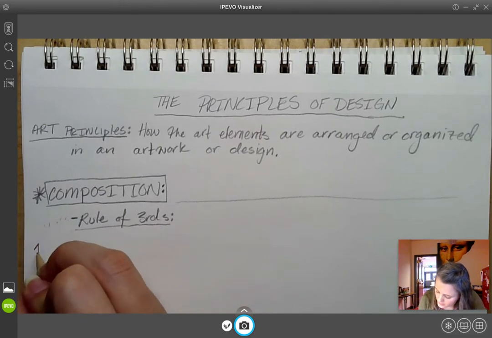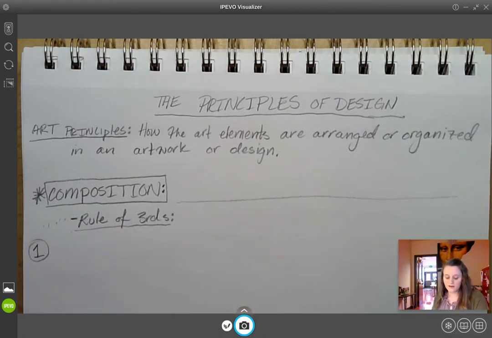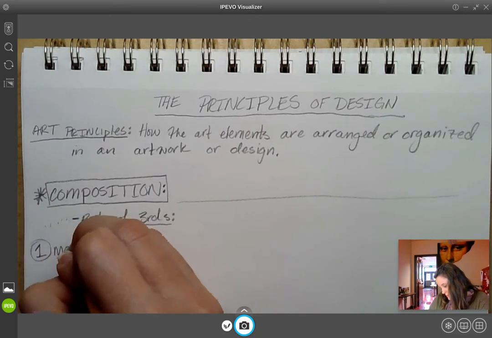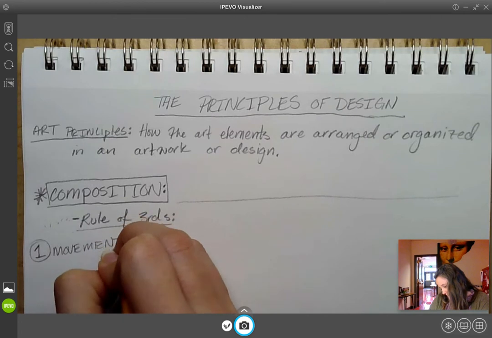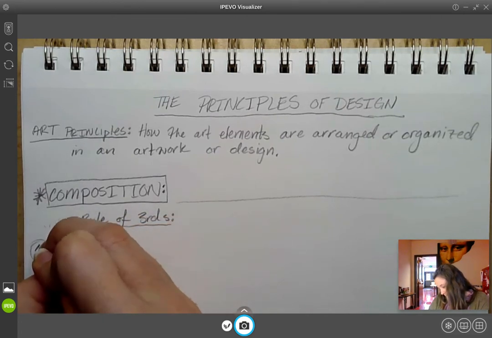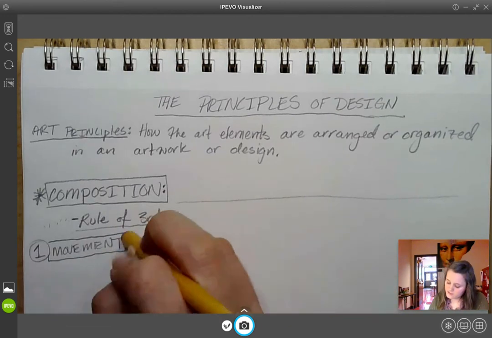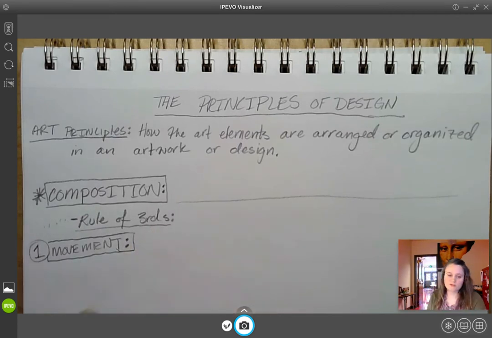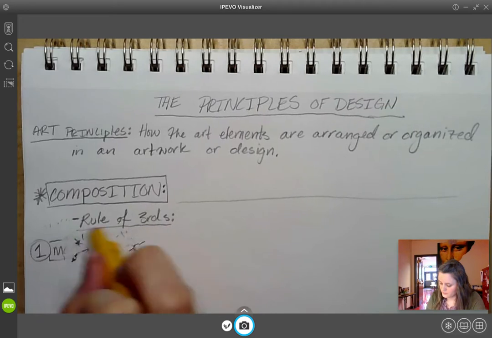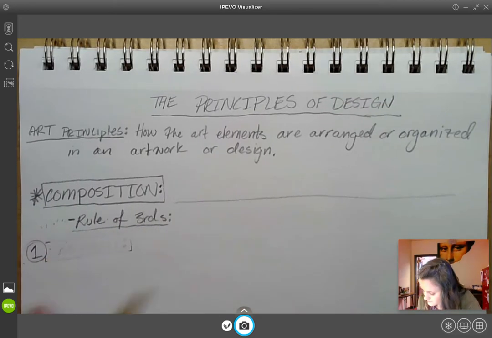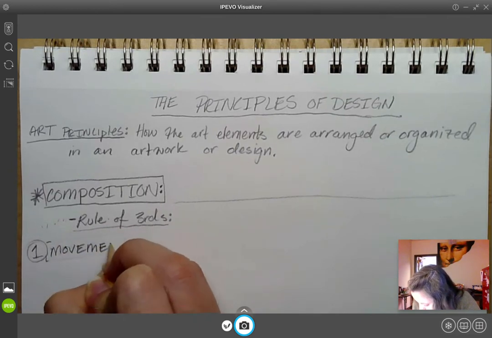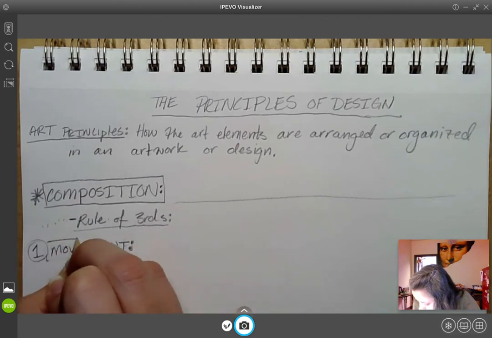So now we're going to get into one of our 10 principles of design. So number 1 is movement. Movement. And again, please be conscious of how large or small you write, and leave yourself space according to that. And that was too crooked for me to handle. I'm sorry, guys. Movement.